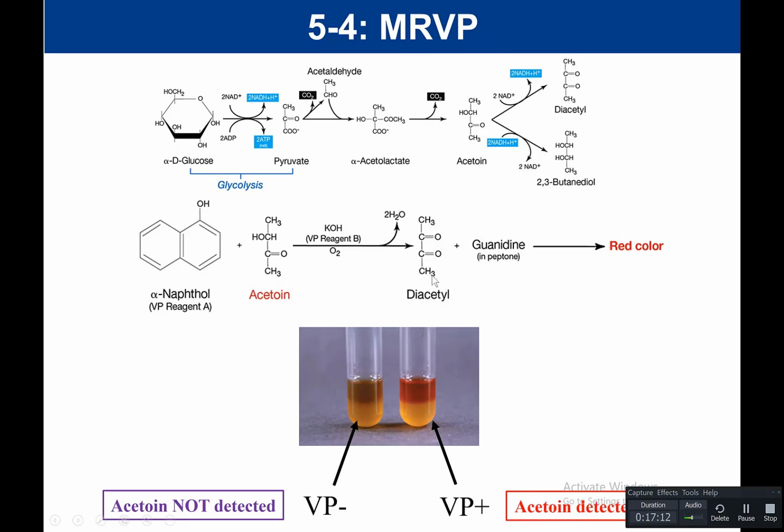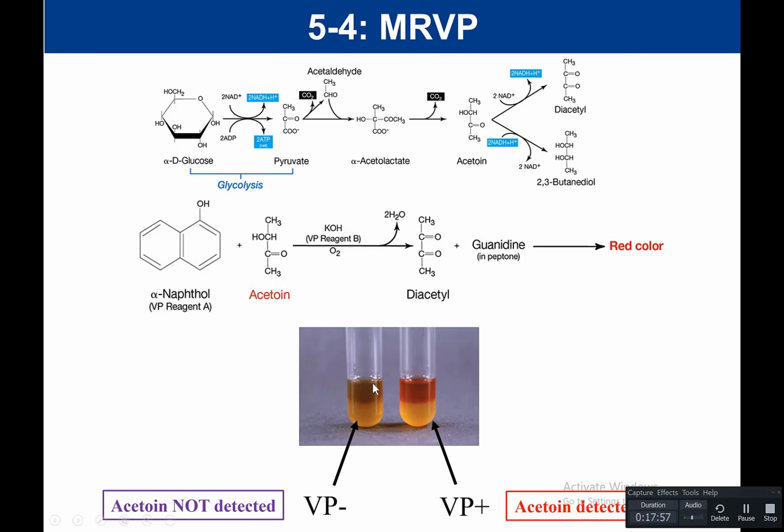For your VP test, you don't need to, again, memorize all of these details. I'm not concerned with that. What I want you to take home from the VP test is that we will be detecting the presence of acetoin. If acetoin is present, the tube will turn pink red. There are two reagents, VPA and VPB, and again, those will change color with the acetoin. And so VP positive would have pink red, and what that tells us is that acetoin was detected. Acetoin is present, and so the VP caused the tube to turn red in color.